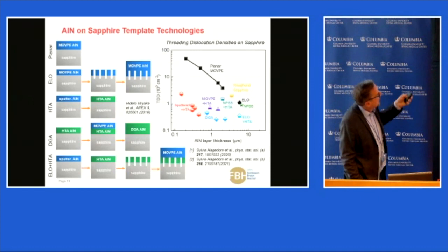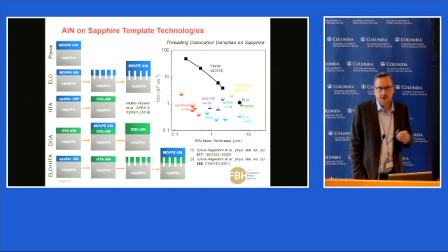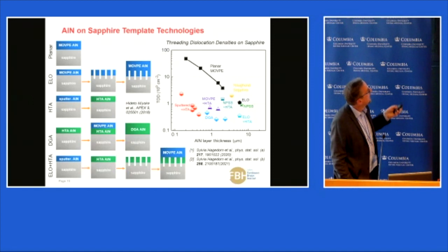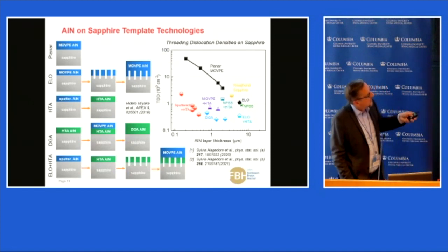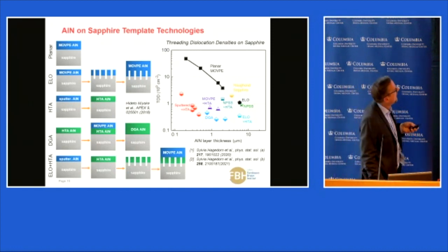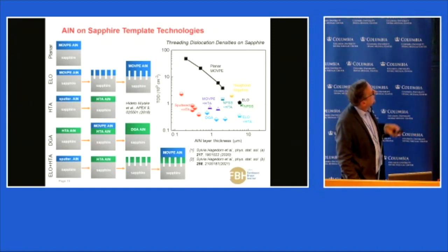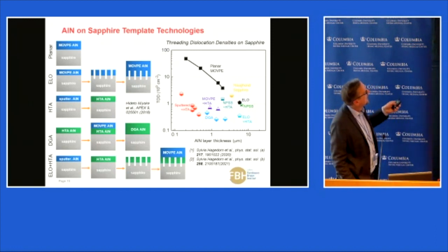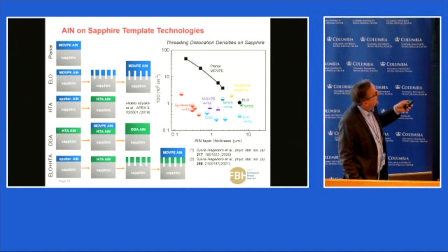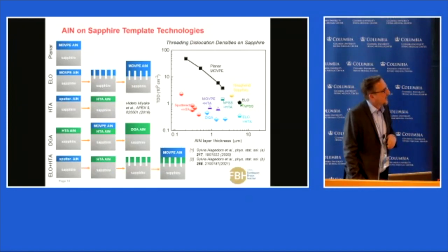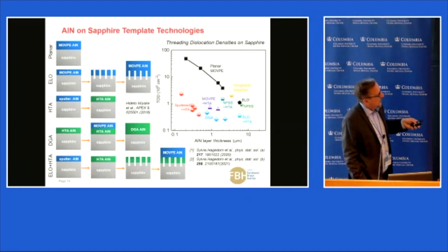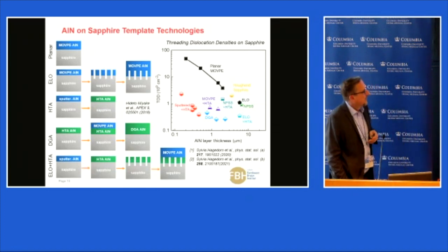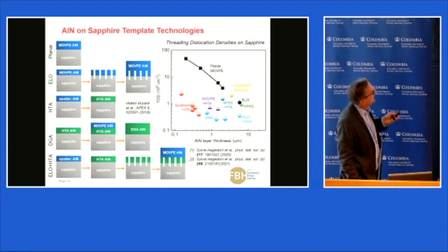Our chronological development in the substrate or template technology that we are using. We started with the epitaxially grown aluminum nitride on sapphire, which gets you down to the mid 10 to the 9 per square centimeter range. Then we switched to epitaxial lateral overgrowth. That is a technology that allows you to pattern the sapphire and then overgrow it with lower dislocation densities in the 10 to the 9 per square centimeter range. But it's very costly because you have to grow very thick layers, and it is a lot of epitaxy, and that makes the devices expensive.